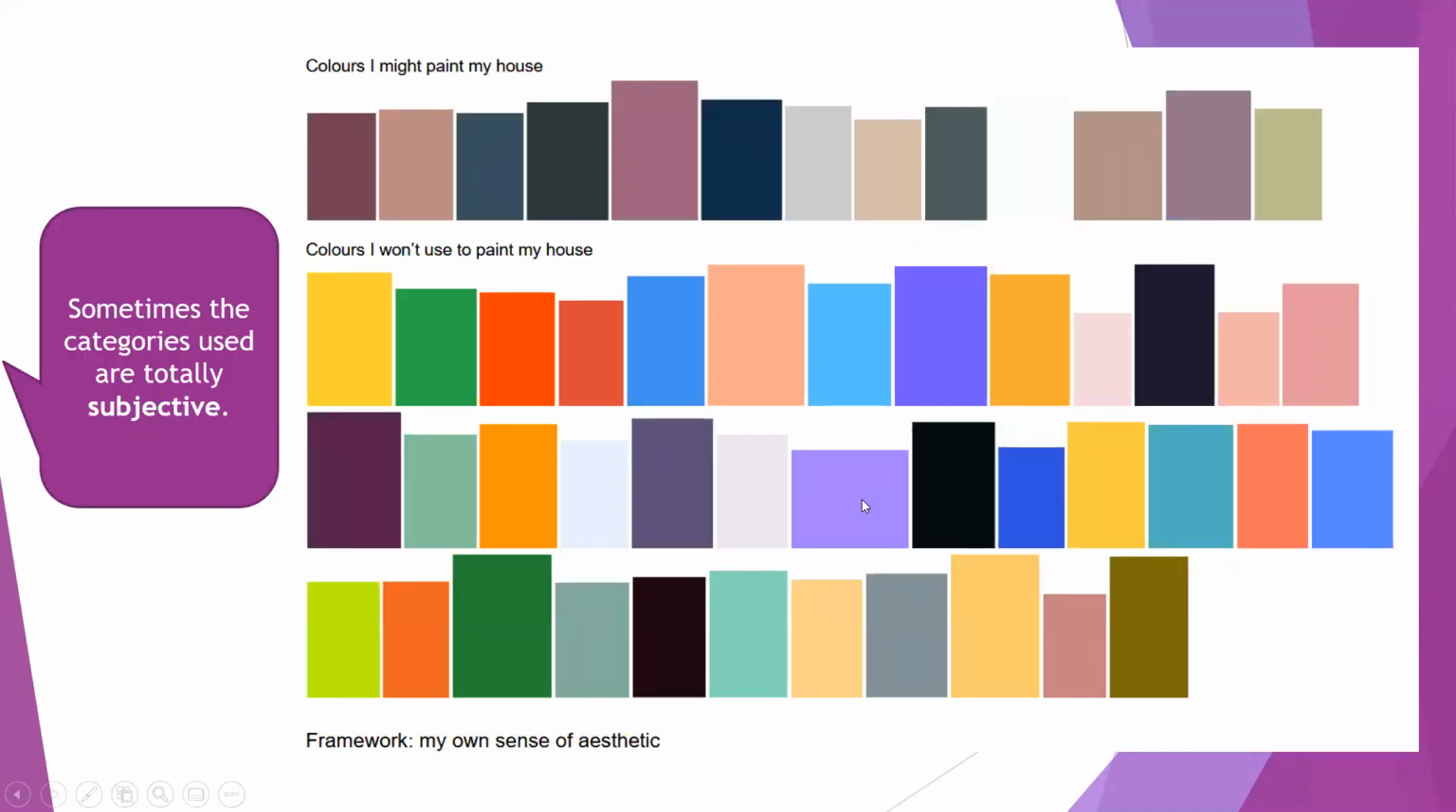And sometimes the categories someone uses are totally subjective, and you wouldn't expect someone to be able to replicate them. So we don't have to find an agreement on what does red mean, or, are we going to use the height of the swatches? I'm going to use the categorization frame of colors I might paint my house, colors I won't paint my house. And that is a subjective framework based on my own idea about what looks nice and what doesn't, what's my own sense of aesthetic. But it's a valid categorization schema if that's what I'm trying to do.